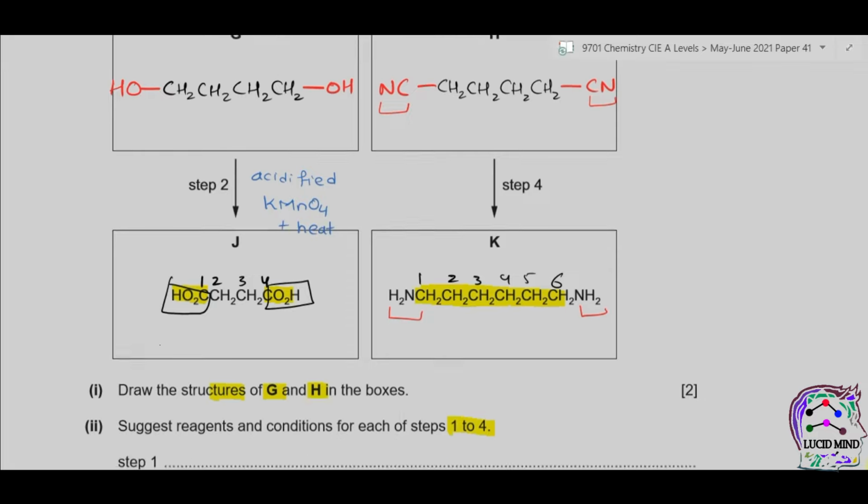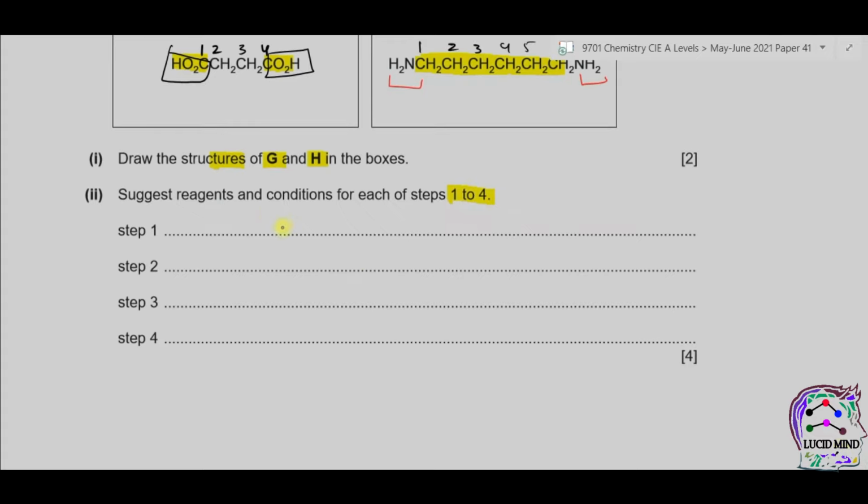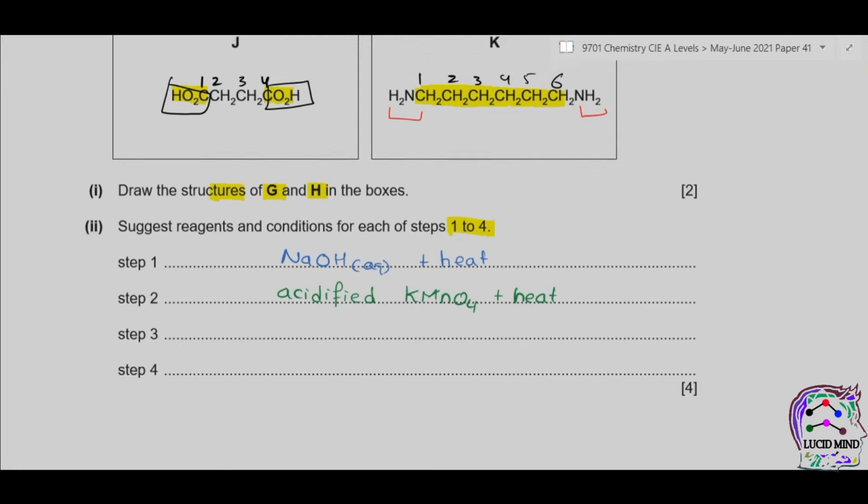We can write these two. Step 1 is aqueous sodium hydroxide plus heat. Second one is acidified oxidizing agent KMnO4 plus heat. You can also write K2Cr2O7 plus heat. Let's look into step 3.